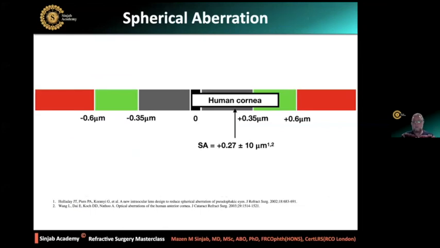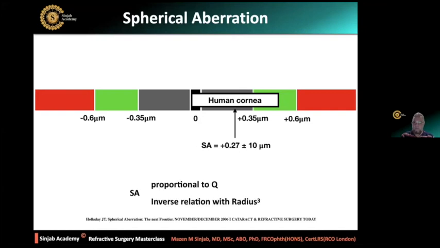Okay, now let's remember these numbers: 0.35 and 0.6 microns, okay? Remember, plus and minus. The human cornea ranges between 0 and almost 0.50 microns plus, with an average of 0.27 microns plus minus 10 microns standard deviation. So this is the normal cornea. So the normal cornea has positive spherical aberration.